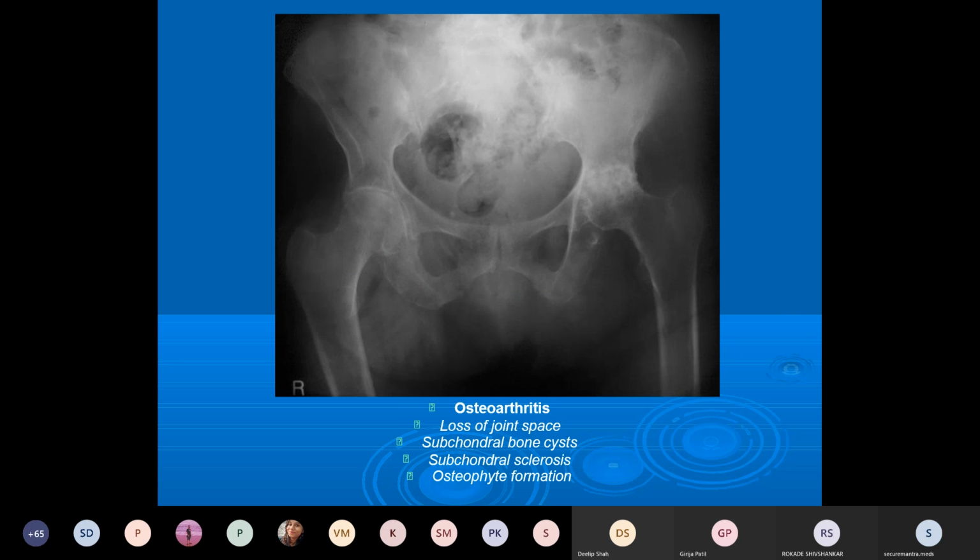So this is the case of osteoarthritis. As we discussed earlier, there will be loss of joint space and subchondral bony cyst formation. You can see these radiolucencies; these are the bony cysts. Subchondral sclerosis, this white radio-opaque area, and there will be osteophyte formation.